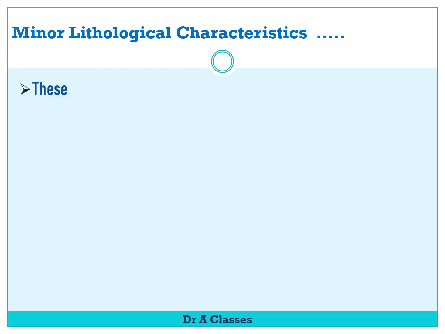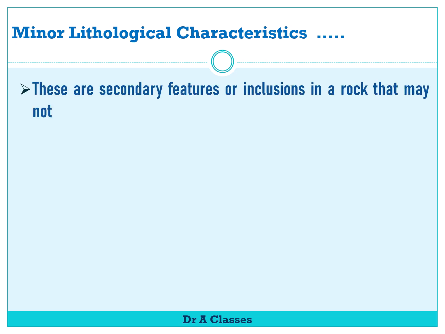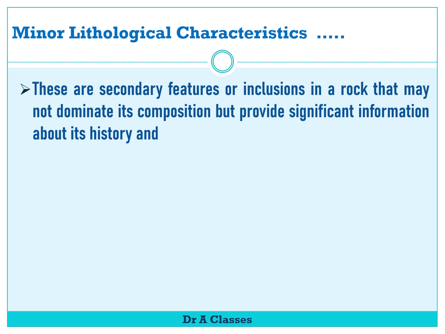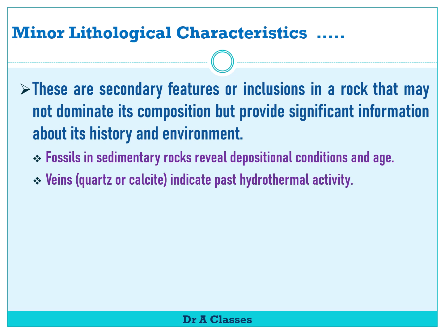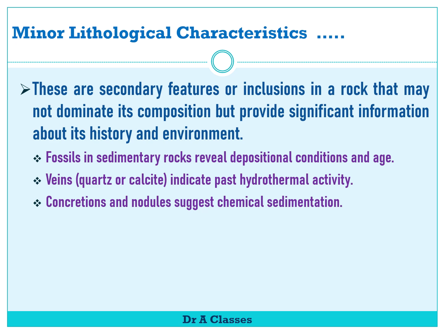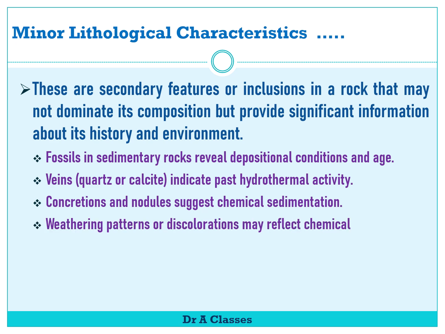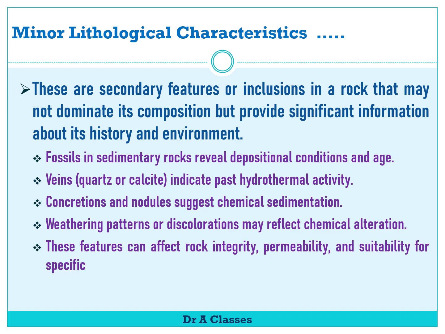Minor lithological characteristics. These are secondary features or inclusions in a rock that may not dominate its composition but provide significant information about its history and environment. Fossils in sedimentary rocks reveal depositional conditions and age. Veins of quartz or calcite indicate past hydrothermal activity. Concretions and nodules suggest chemical sedimentation. Weathering patterns or discoloration may reflect chemical alteration. These features can affect rock integrity, permeability, and suitability for a specific engineering application.